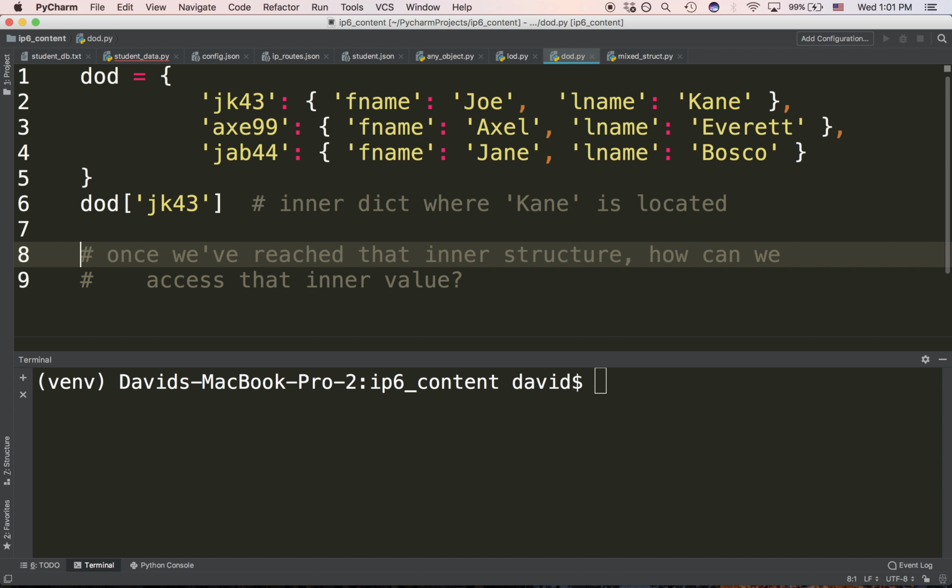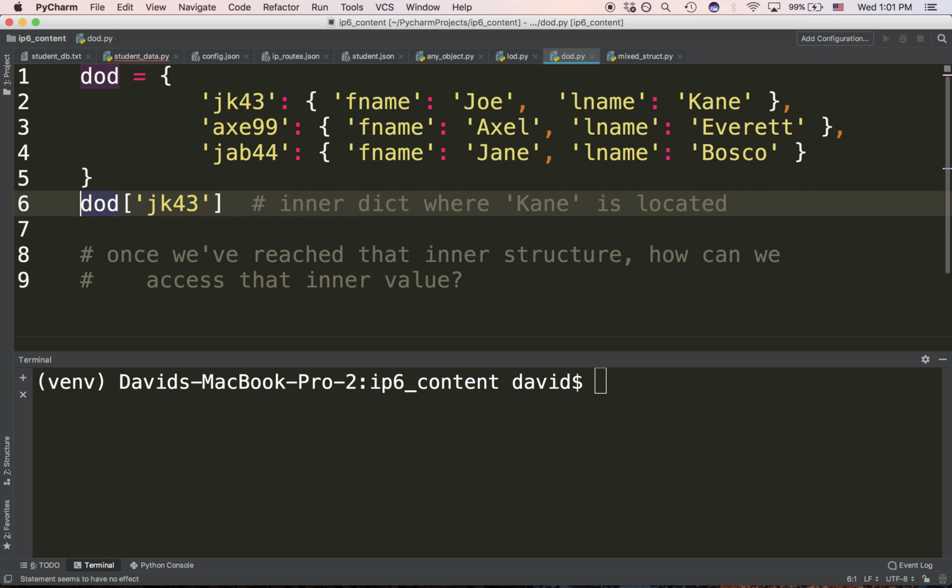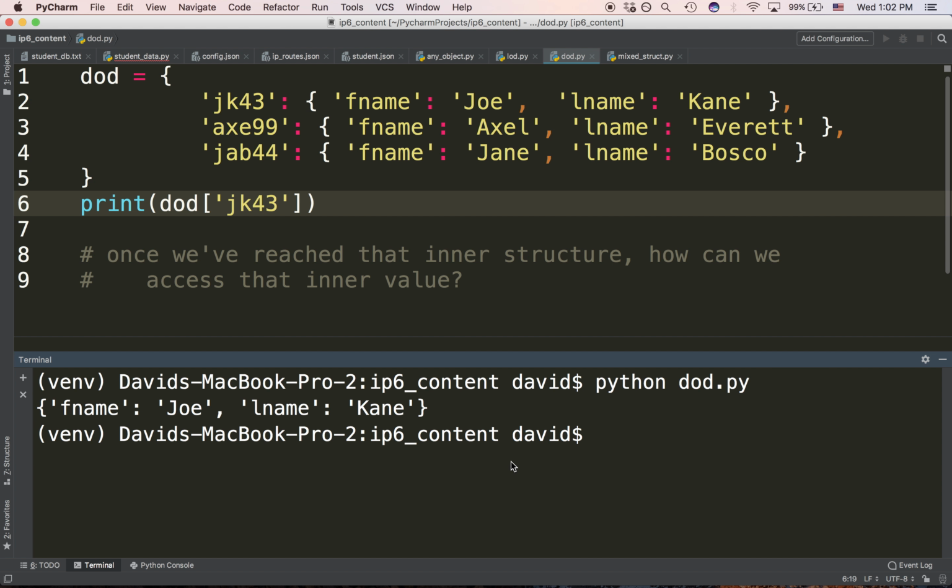Then the second question, once we've reached that inner structure, how can we access that inner value? Okay, well, we've reached that inner structure. DOD JK43 is the location of the inner structure. So now let's treat that as the dictionary that it is. And of course, if you want, you can print that dictionary. Okay, there's that inner structure. So how are we going to access cane? We're going to treat it like the dictionary that it is. If we want to get cane, we know we need the key L name.